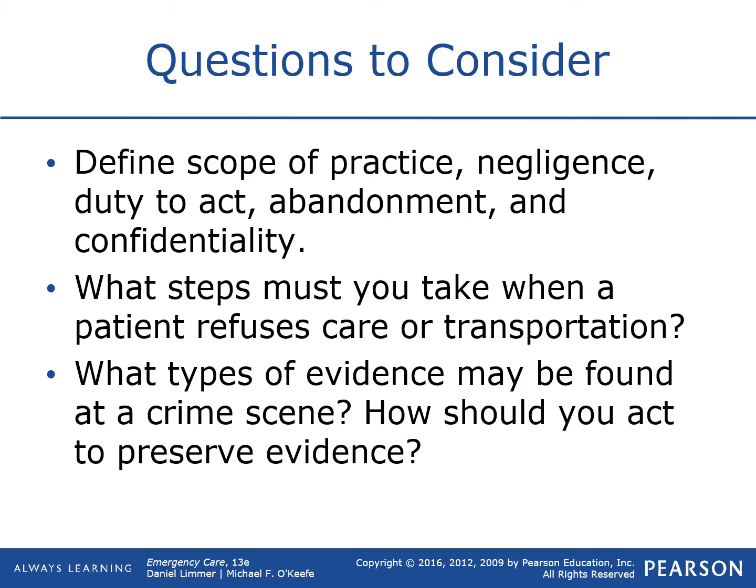What types of evidence may be found at a crime scene? And how should you act to preserve the evidence? So as we discussed, anything microscopic could be found, so things that you can't even see, like DNA or fingerprints. It could be shell casings from a gun. It could be any other weapon that may have been used. It could be drugs. It all depends on what type of crime scene is there. And we should try to touch as little as possible, move as little as possible, and disturb as little as possible, but still keep patient care as your priority.